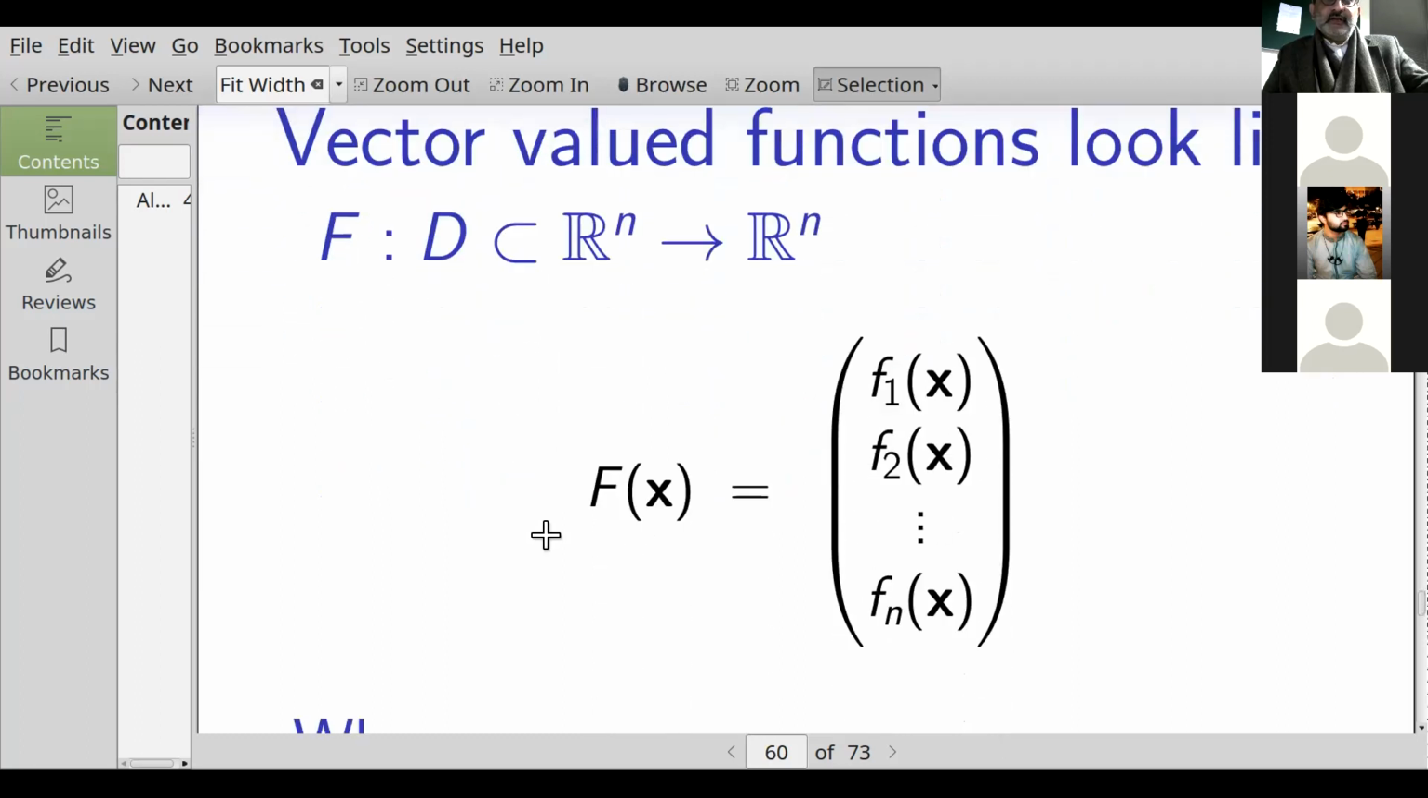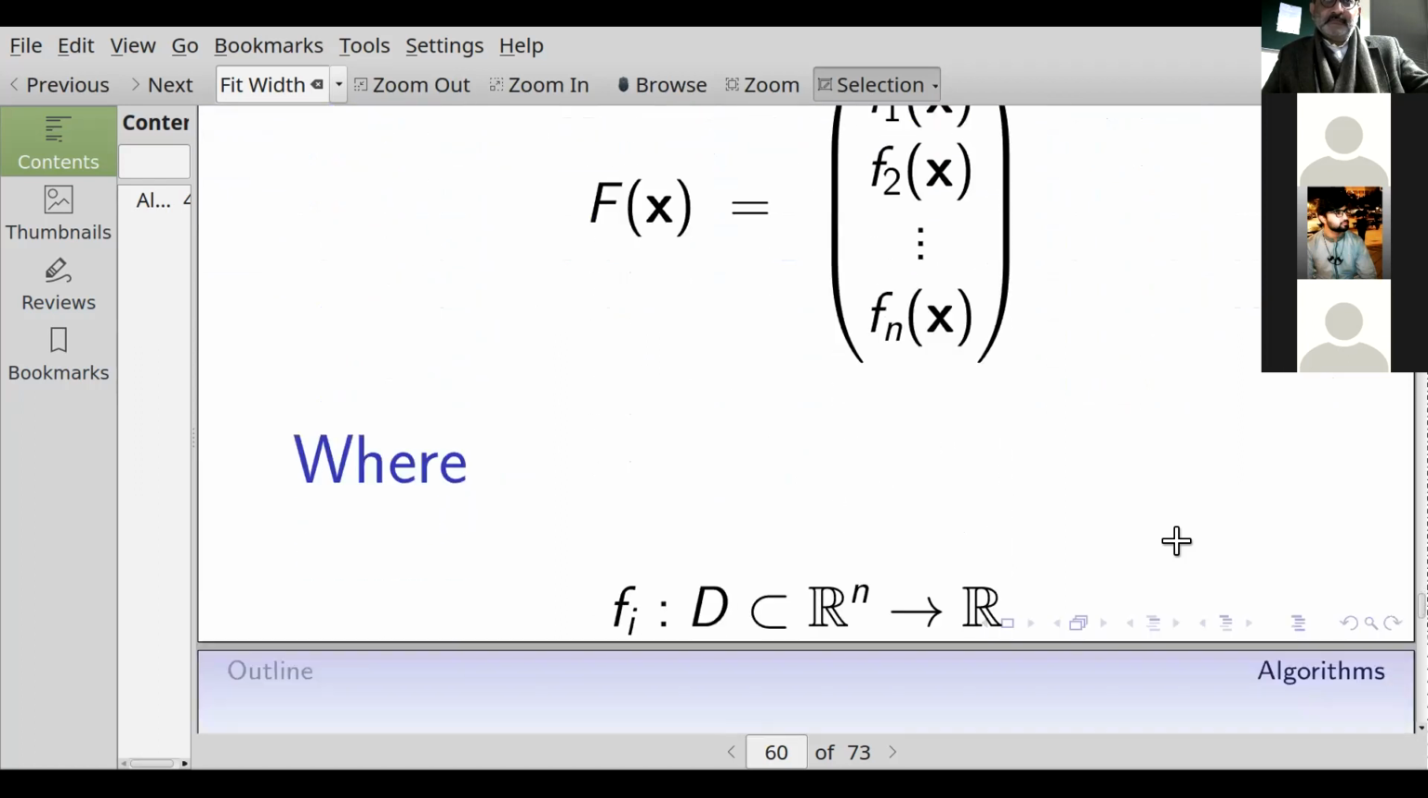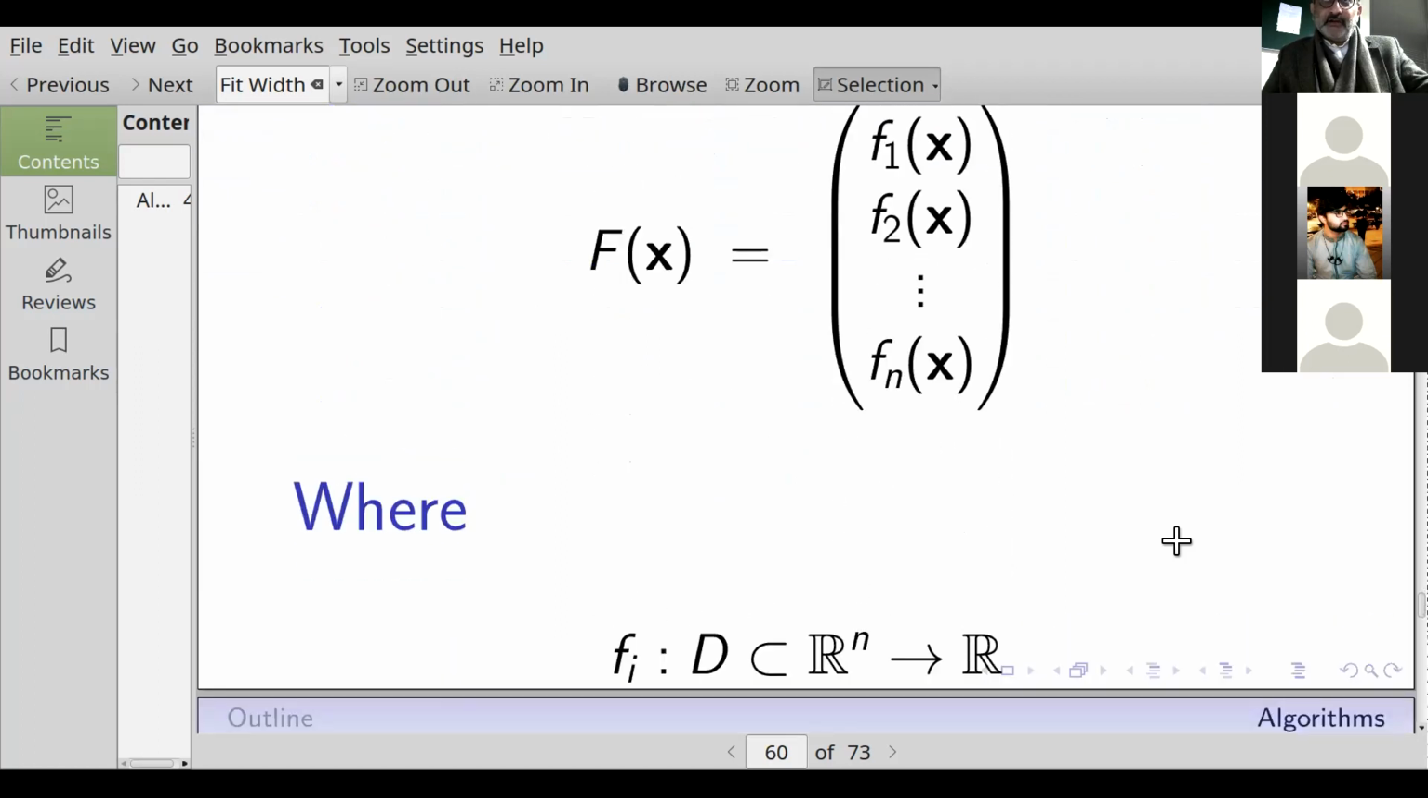Now we can also have maps from, say, Rn to Rn. So we feed a vector x into f, and it gives us back n values, f1 of x, f2 of x, up to fn of x. So the small fi map from Rn to R.